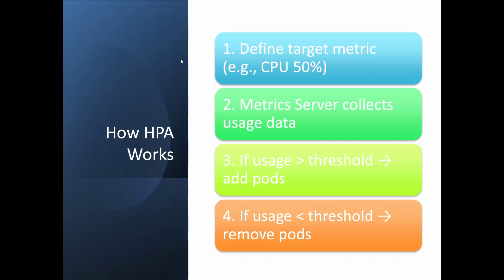So how HPA works is you define a target metric. It could be anything. It could be a custom metric, CPU usage, GPU usage, memory usage, or the number of connections or pending connections in the queue. The metric server collects pod usage data. If, let's say, CPU usage goes beyond the threshold or target value, HPA adds more pods. If usage goes below the threshold or target value, it scales pods down.